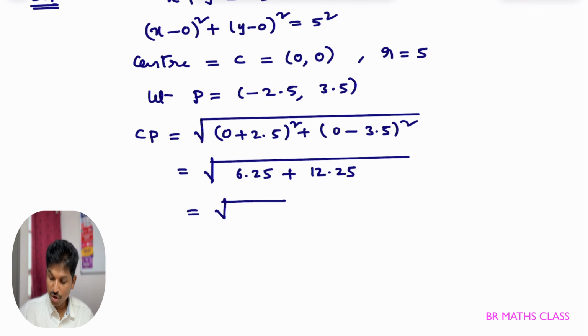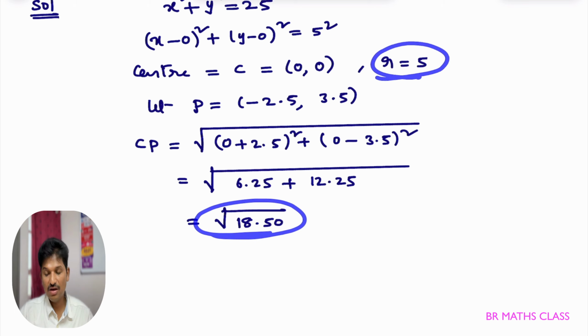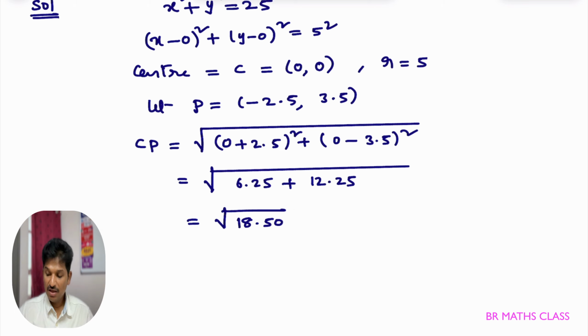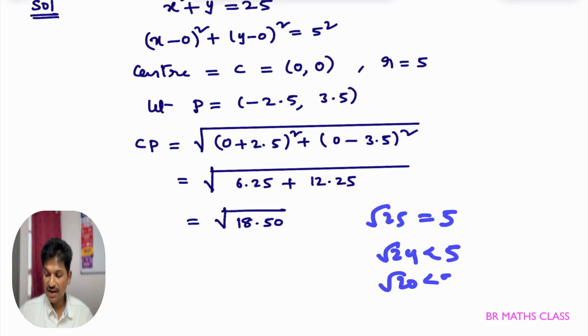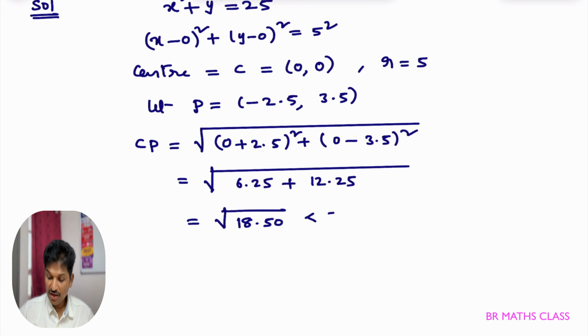When you add these two, what you will get? You will get 18.50. See, here radius is what? Radius is 5. CP you got like this. Now, CP is less than or greater than r, you need to decide. You know root 25 value is 5, right? What is root 24 value? Obviously less than 5. What is root 20 value? Less than 5. What is root 26 value? Root 26 value is greater than 5, right? So as root 25 is 5, we can easily say that this value is less than 5. This value is less than 5.